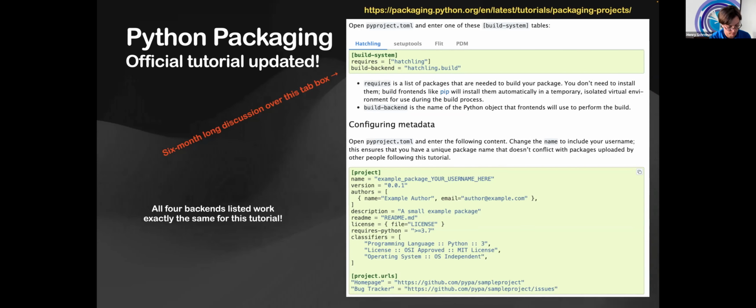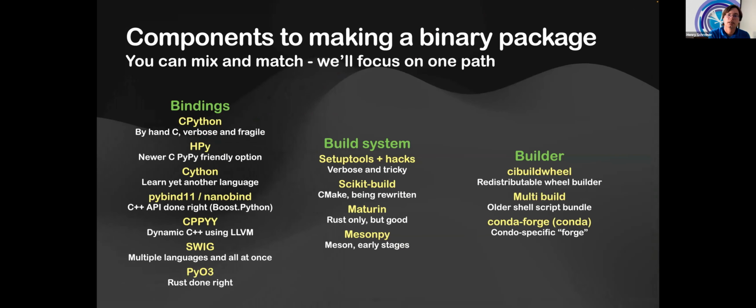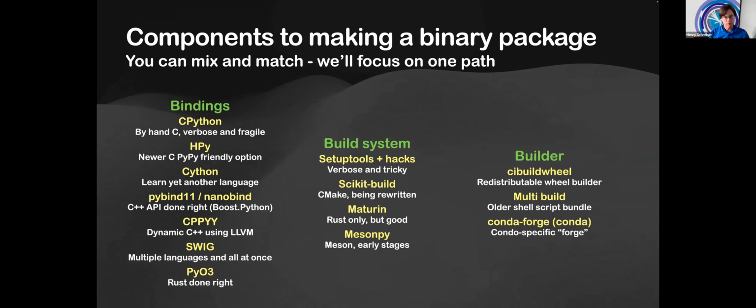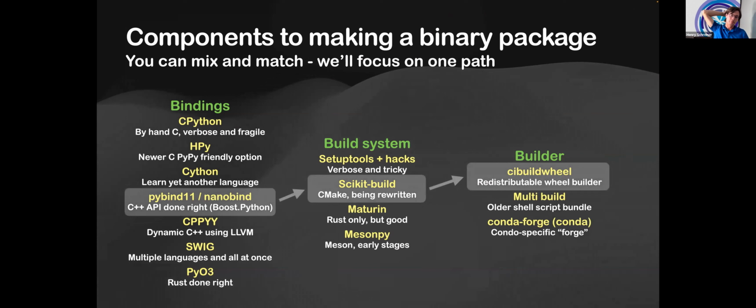But again, this is for pure Python. So these are sort of the components for building a binary package. You need something to create something you can call in Python. You need something to build this into binaries, and then ideally you distribute binaries, and for that you should have a redistributable wheel builder. And we'll follow this particular path because it's the one I'm involved in.